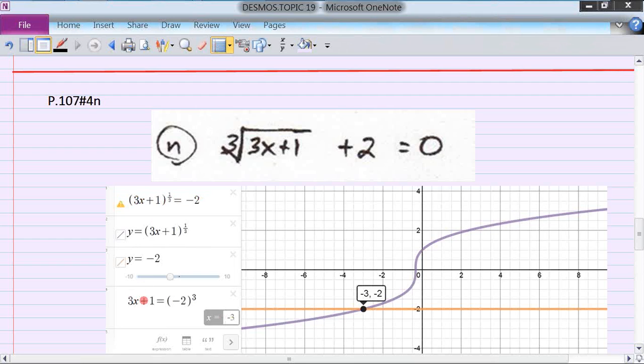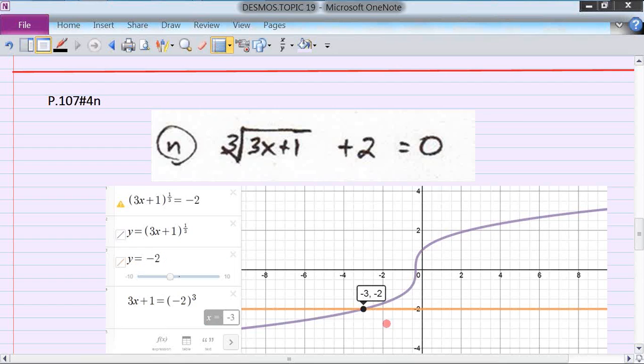I cube this side, I get 3x plus 1. I cube that side, I get this. This is the same as, imagine if this were a square root sign, then there would be 1/2 here, and I would square this side and square that side. So here it's just a cube because this means the cube root of. Cube root means what number multiplied by itself 3 times. So you can see I get a solution of x equal to -3.